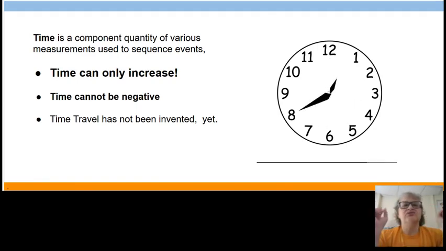Okay. Some things you need to know. Time can only increase. Okay. Time can never be negative. And then time travel has not been invented yet. Okay. Those are three things that we absolutely have to follow.